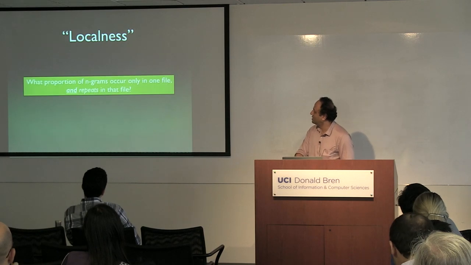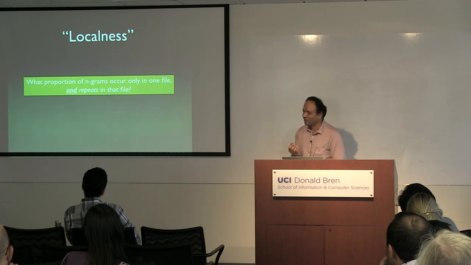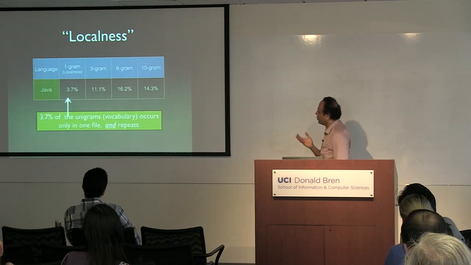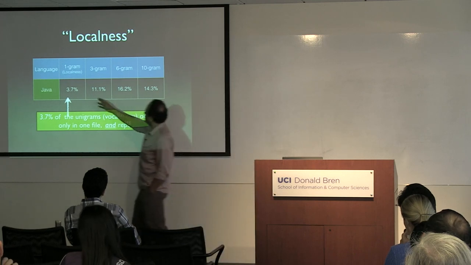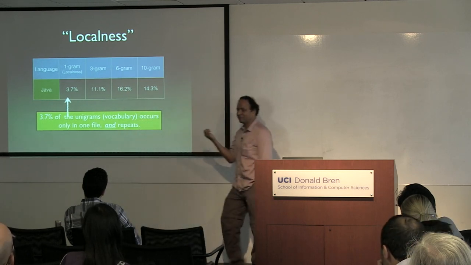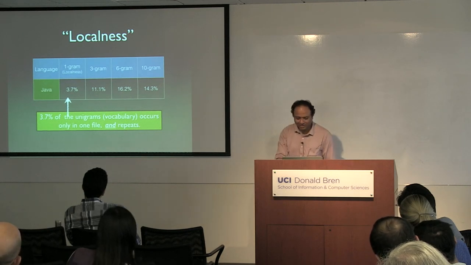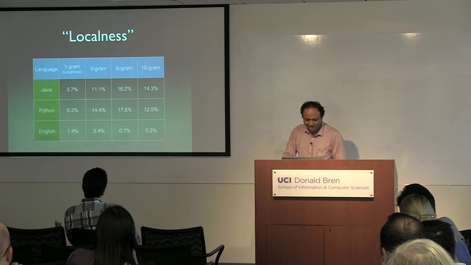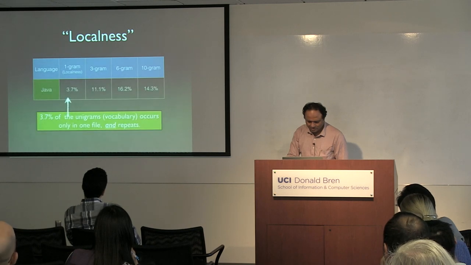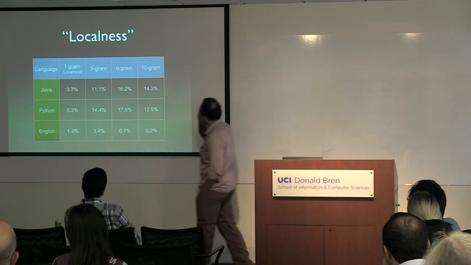Another interesting property of code is that it's local. I think, Jim, this is the point you're making, that there's a lot of local repetitiveness in code. If you look at the proportion of n-grams that occur only in one file, you see it in one file and never anywhere else. In some sense, your statistical language models are unaware of this, because it doesn't happen in English. It happens in programming languages, but you don't see this phenomenon in English, where n-grams occur only in one file.